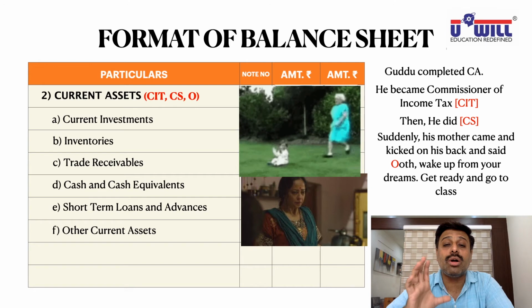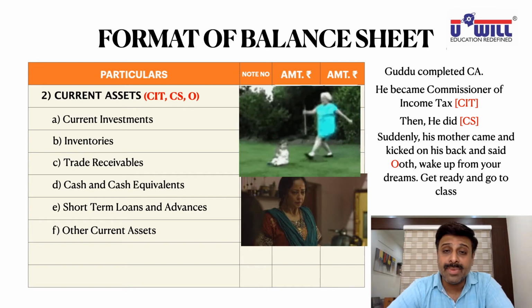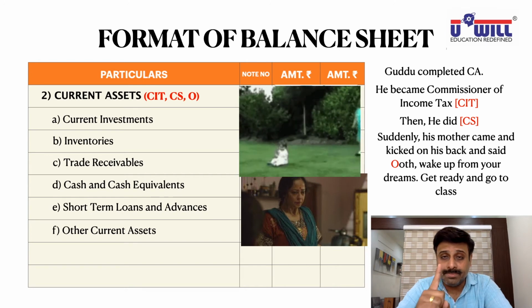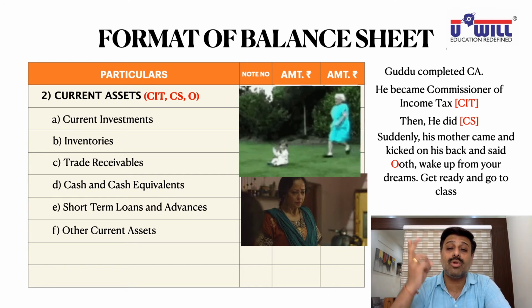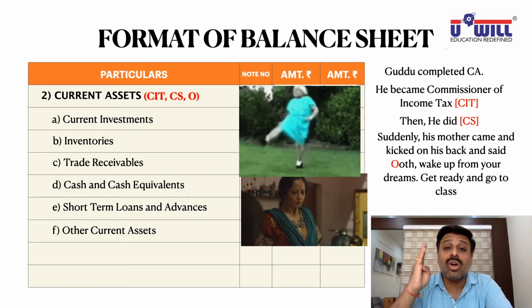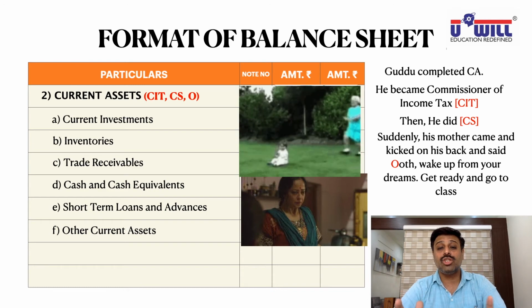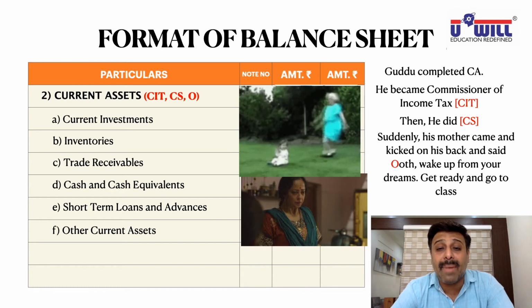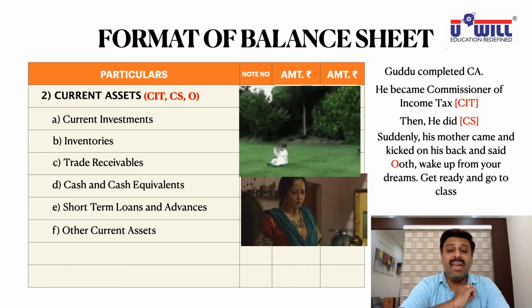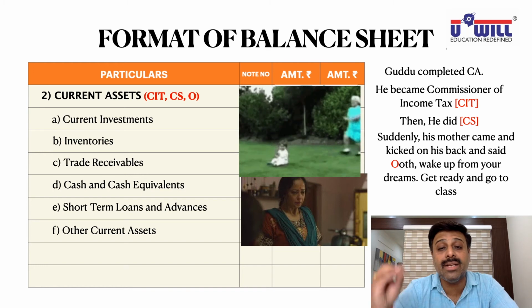Inventories means stock. Inventories means any kind of stock of the company, they'll write in inventories. You can write these examples in bracket. Stock of raw materials, stock of work in progress, stock of finished goods, stock of stationery, stock of stamps, loose tools, stock of oil, consumable items, stores, spare parts, nut bolts, everything will come in inventories. Any kind of stock will come in inventories.